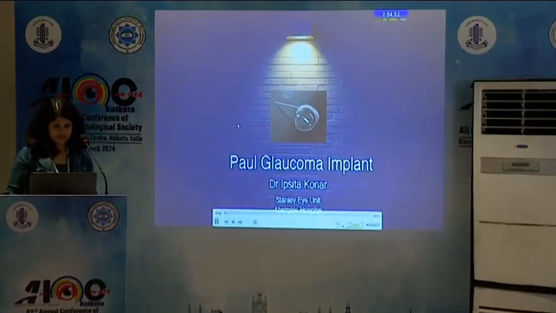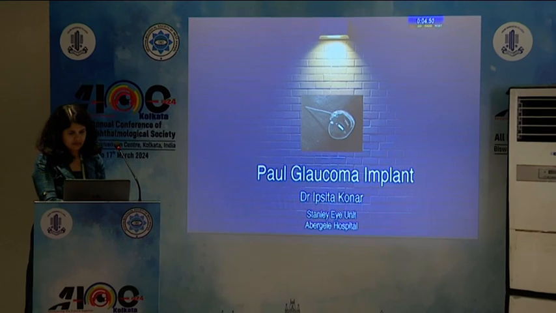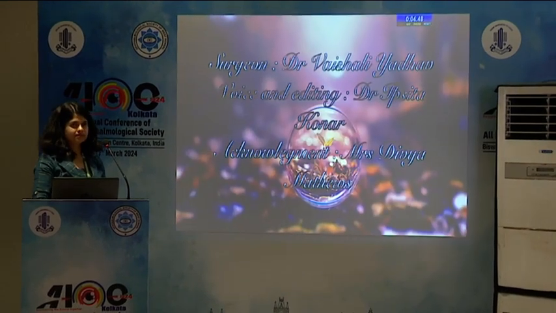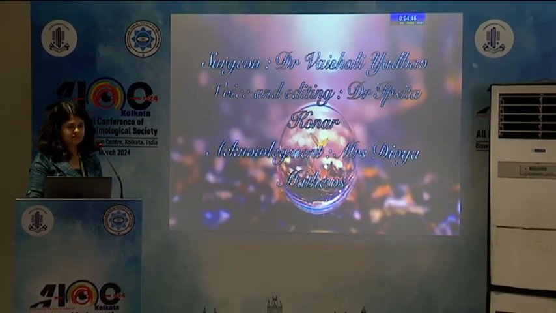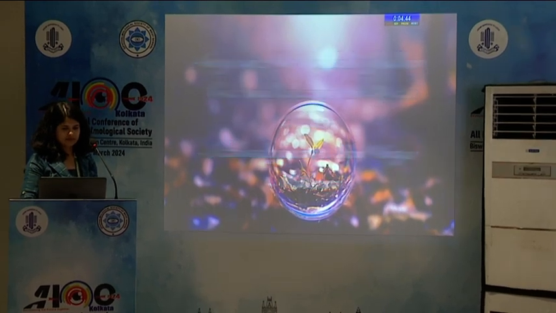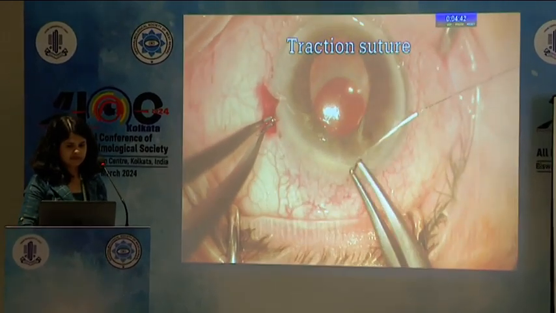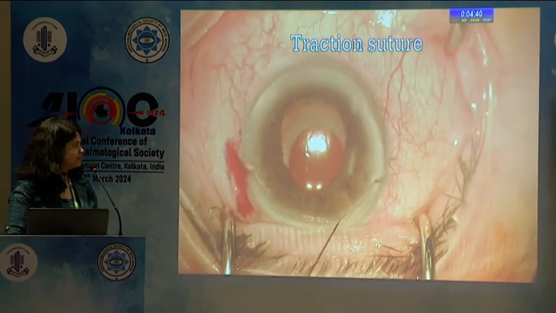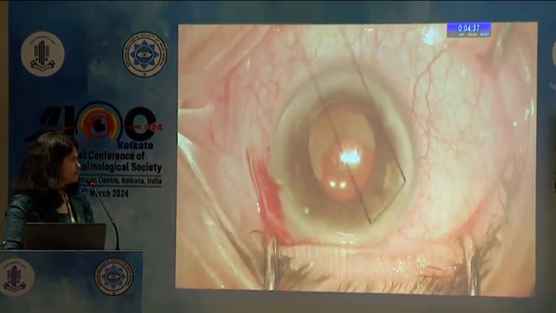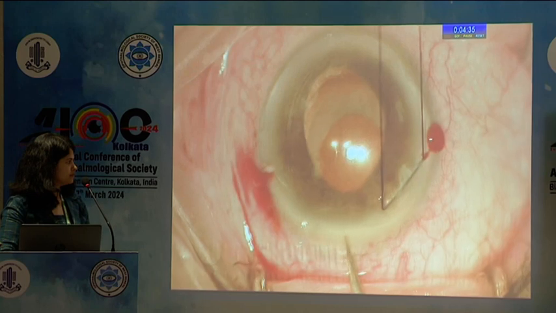Today's video is about the Paul's glaucoma implant, and I am Dr. Ipsita, your voice for this video. The following surgery is being carried out in Stanley Eye Unit, Aberdeen Hospital. We begin the surgery with traction suture using 7/0 silk to rotate the eye in downward gaze. We mark the cornea to note the quadrant.